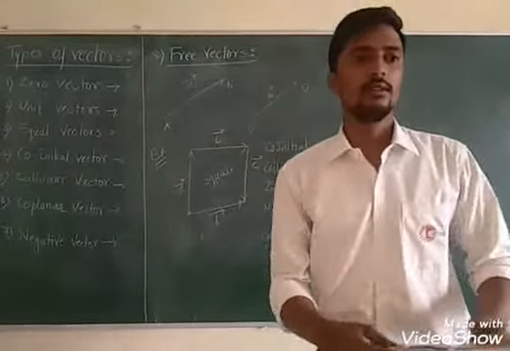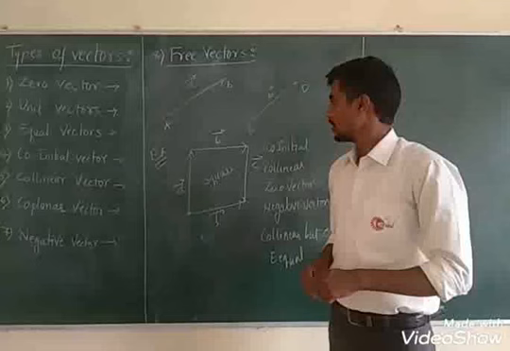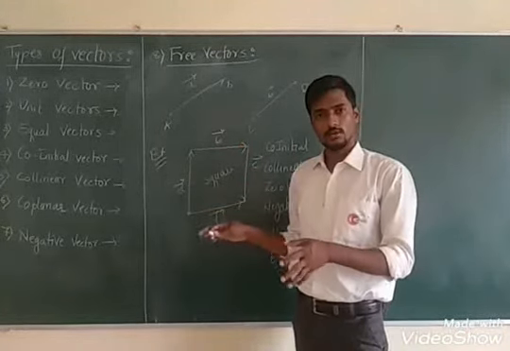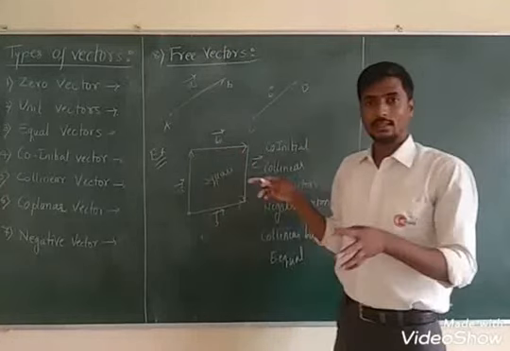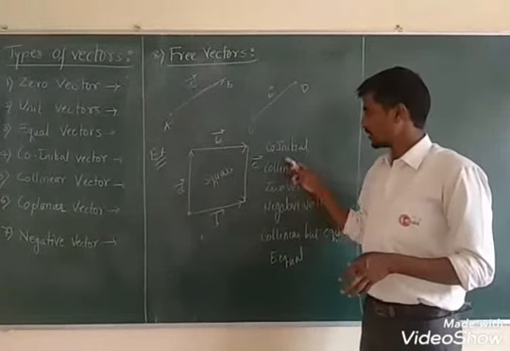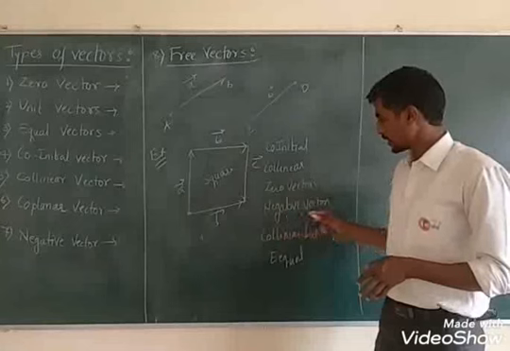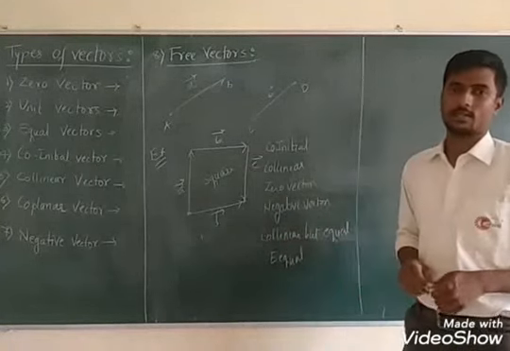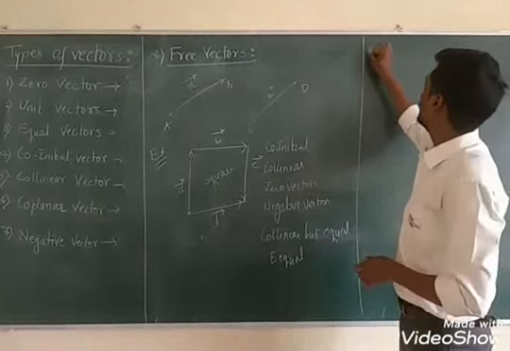Yes. So now, look here. There is a square. The four vectors are acting along the four sides of a square, and they are asked to find out the co-initial vector, collinear vector, zero vector, negative vector, collinear but not equal, and equal vectors. Okay. So what is the solution?